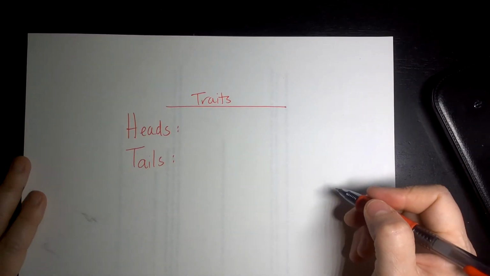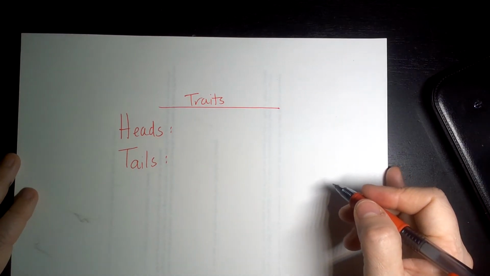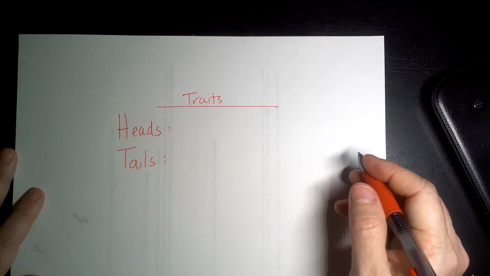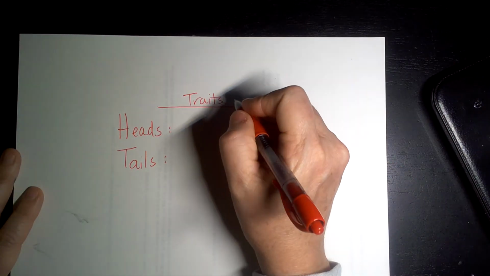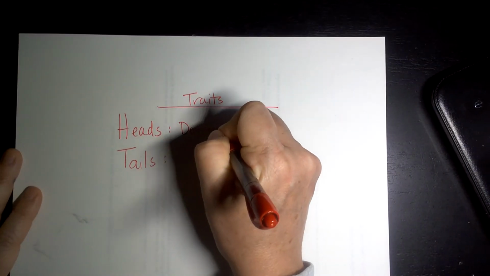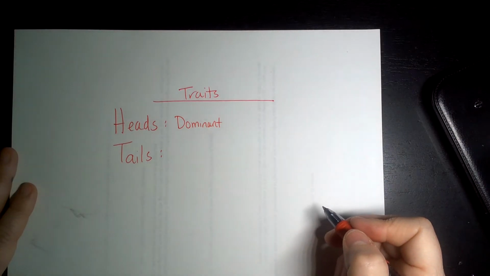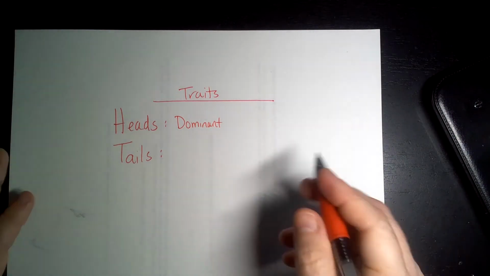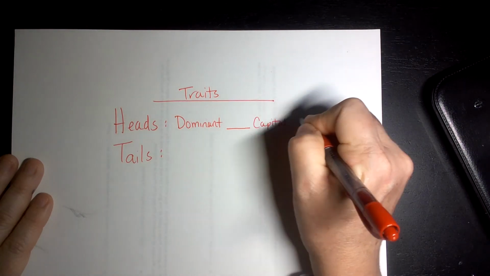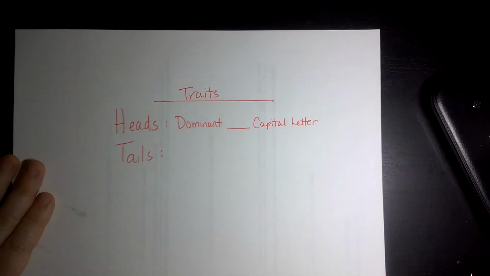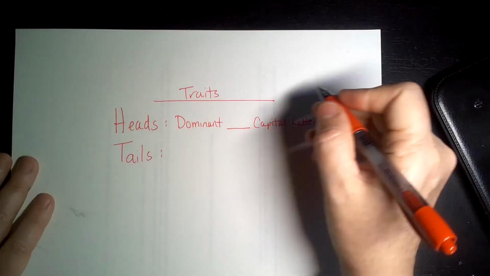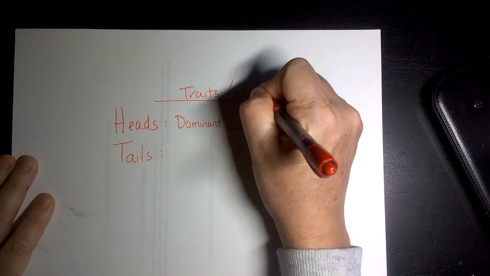Okay, and there's a lot of variety of traits, but we're going to go the simple route, and we're going to do dominant traits and recessive traits. So when it lands on heads, this is going to determine that you have a dominant trait for whatever that letter is that I'm talking about, and you're going to write a capital letter. I'll explain what all this means, but heads is capital letters, and they represent dominant alleles.